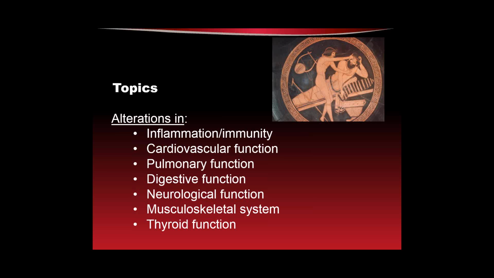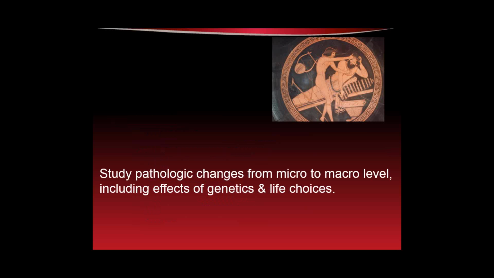So just to give you an idea of some of the topics that we do cover in the course specifically, we talk about alterations in inflammation and immunity. We cover cardiovascular, pulmonary, digestive, neurologic function and dysfunction. We talk about the musculoskeletal system, and we cover thyroid function. This is just to name a few of the primary topics. And we study the pathologic changes from the micro to the macro level, and we also include the effects of genetics and life choices.